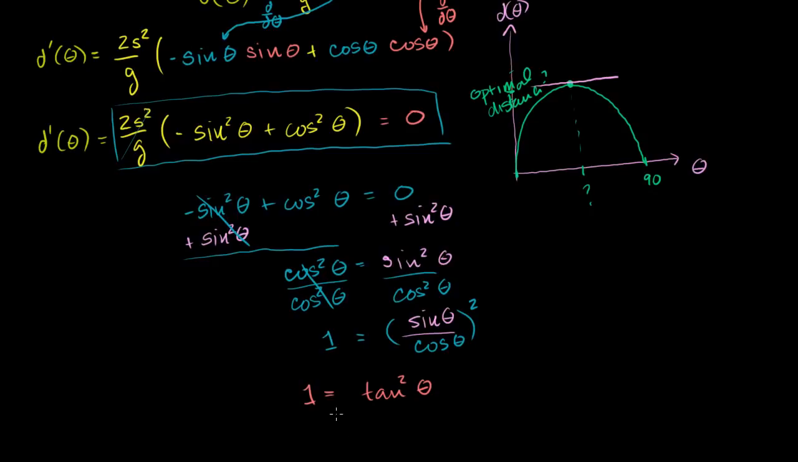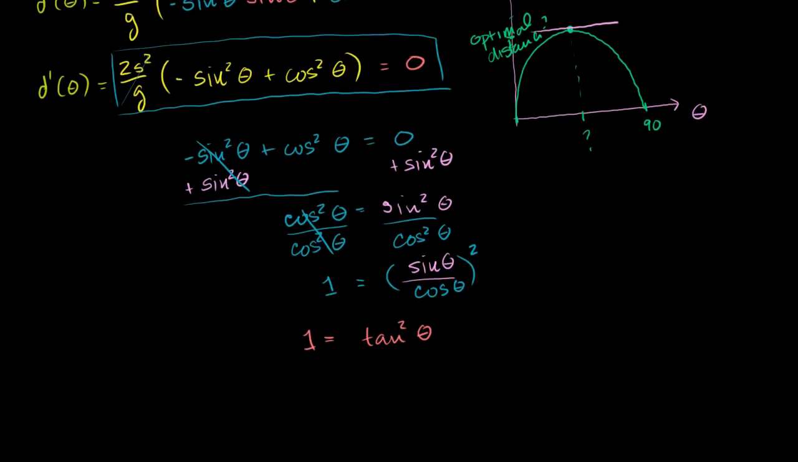Or we could take the positive square root of both sides of this equation. Tangent is positive over the interval from 0 to 90 degrees, so that's fine to do. So if you take the positive square root of both sides, the square root of 1 is 1, and 1 is equal to tangent of theta. And then you take the arctan of both sides, and you get the arctan of 1 is equal to theta.